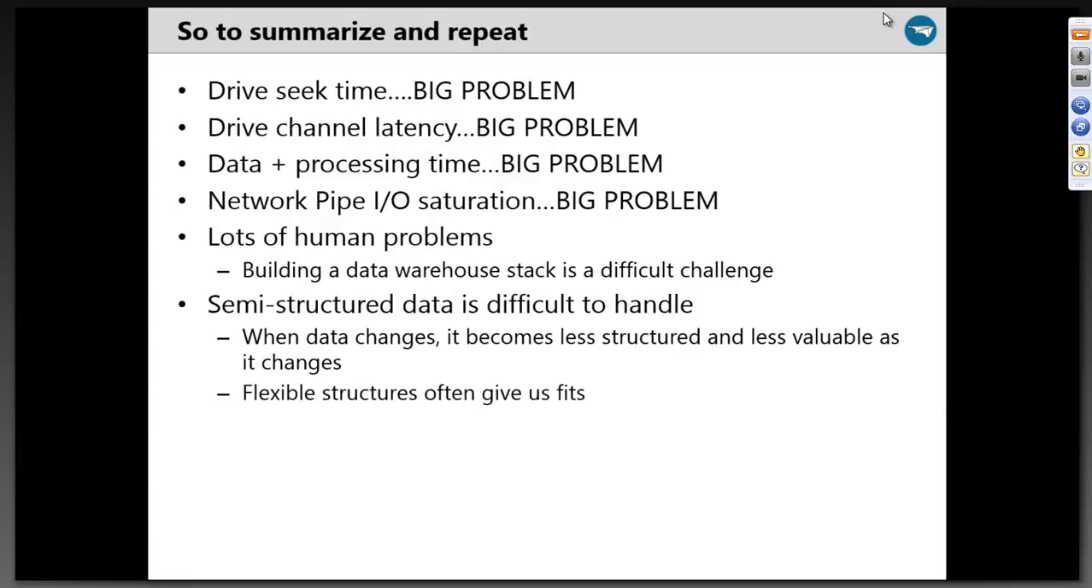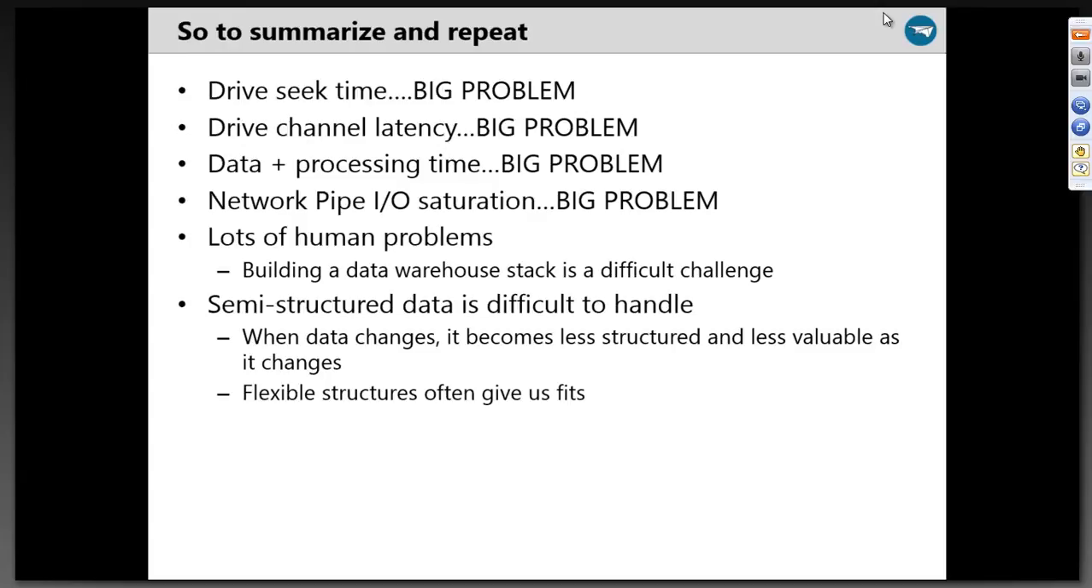So to summarize and repeat, here's one last thing to talk about the big data problem. We have a problem with drive seek time. There's only so much disk I/O we can get out of one disk, right? There's only so fast we can spin platters. There's only so fast we can swing a swing arm, right? Channel latency has a maximum. Data and processing time is a problem. Network pipe I/O saturation is a problem.